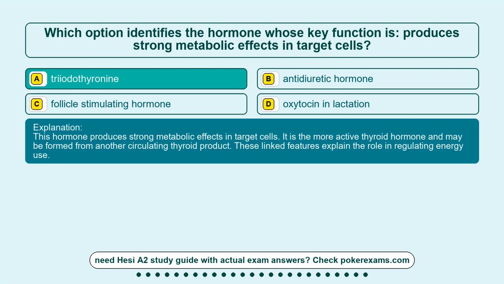This hormone produces strong metabolic effects in target cells. It is the more active thyroid hormone and may be formed from another circulating thyroid product. These linked features explain the role in regulating energy use.